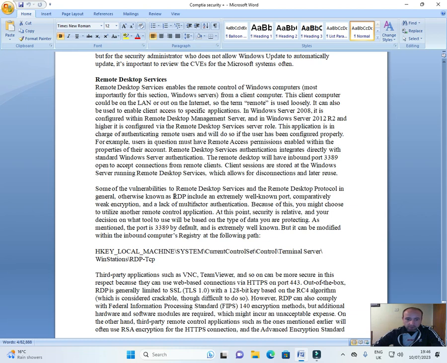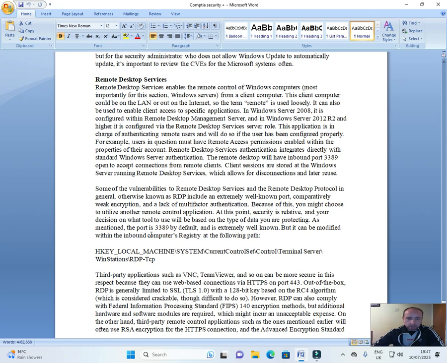Some of the vulnerabilities to remote desktop services and the remote desktop protocol in general, otherwise known as RDP, include an extremely well-known port, comparatively weak encryption, and lack of multi-factor authentication. Because of this, you might choose to utilize another remote control application. At this point, security is relative, and your decision on what tool to use will be based on the type of data you are protecting.